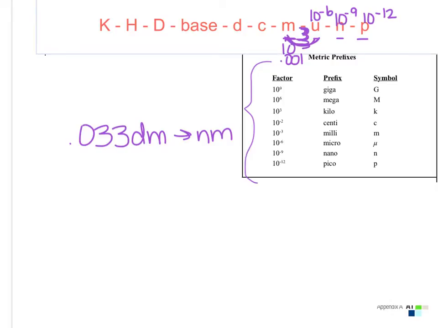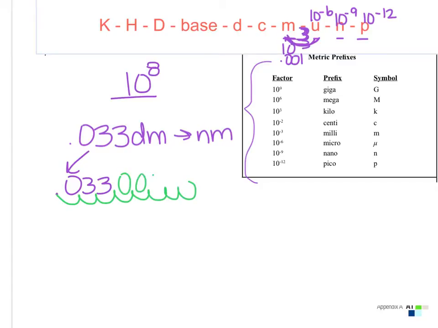A couple things we can do here. First of all, if we're going 8 places to the right, we're basically moving it 10 to the 8th. So first way we can do this is we can take our 0.033 and literally draw in the jumps. 1, 2, 3, 4, 5, 6, 7, 8, add in zeros, and our answer is going to be 3,300,000.